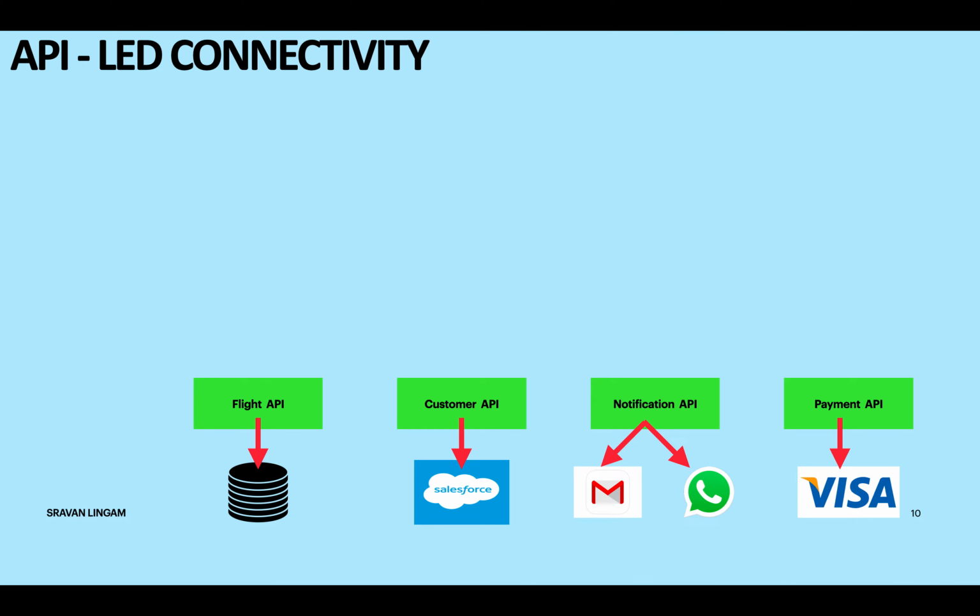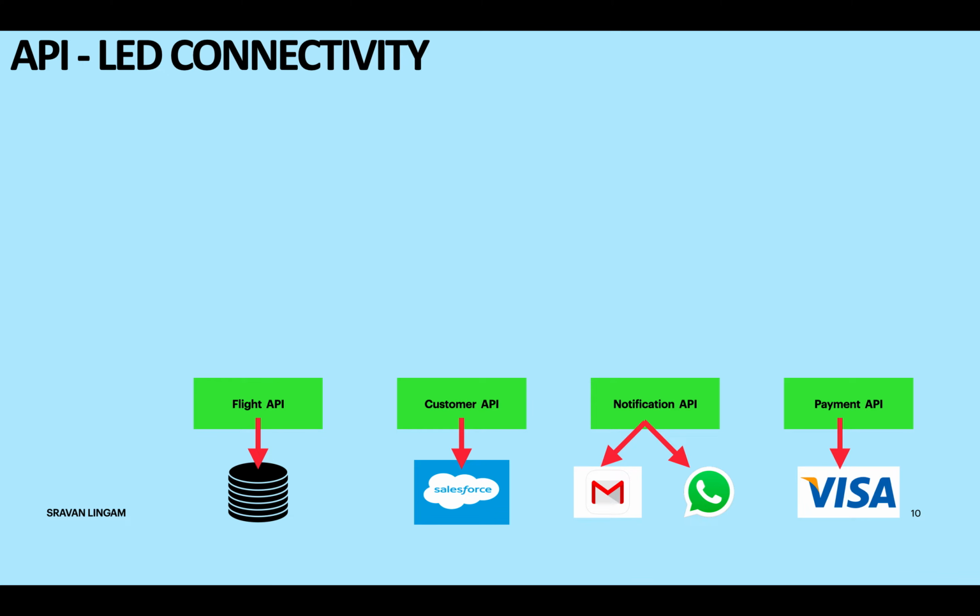So if there are different systems, we will create different APIs to connect to them. Very simple. To connect to them, we create an API. So the flight API is connecting to an Oracle database. The customer API is connecting to Salesforce. The notification API connects to either Gmail or WhatsApp, whatever it is. And the payment API connects to Visa.